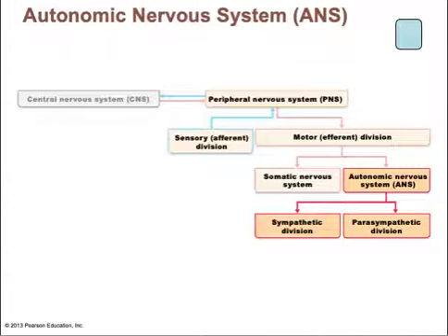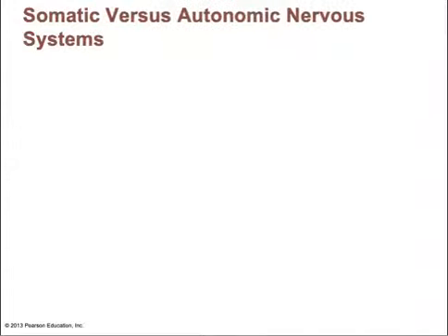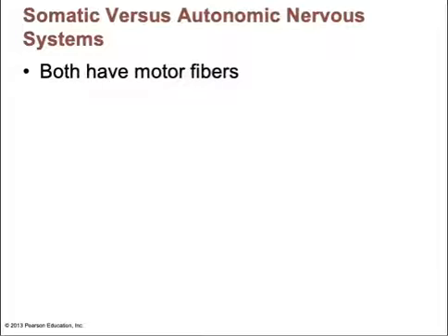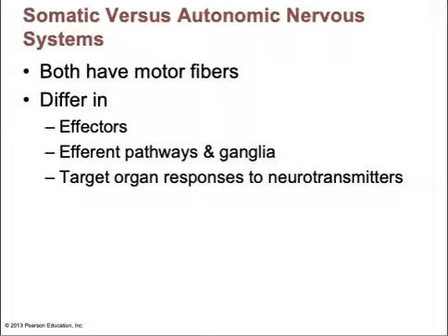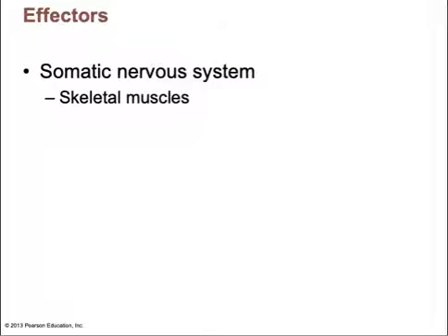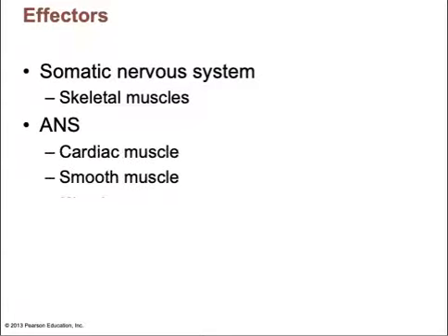It's sometimes called the involuntary nervous system, and the main control centers are the hypothalamus and the brain stem. Okay? Both the somatic and autonomic nervous systems are efferent divisions that have motor fibers, but they differ in their targets, their pathways and ganglia, and what the neurotransmitters are that are used. In the somatic nervous system, the only target is skeletal muscle, and in the autonomic nervous system, we target everything but skeletal muscle. So cardiac muscle, smooth muscle, glandular tissue, and so on.